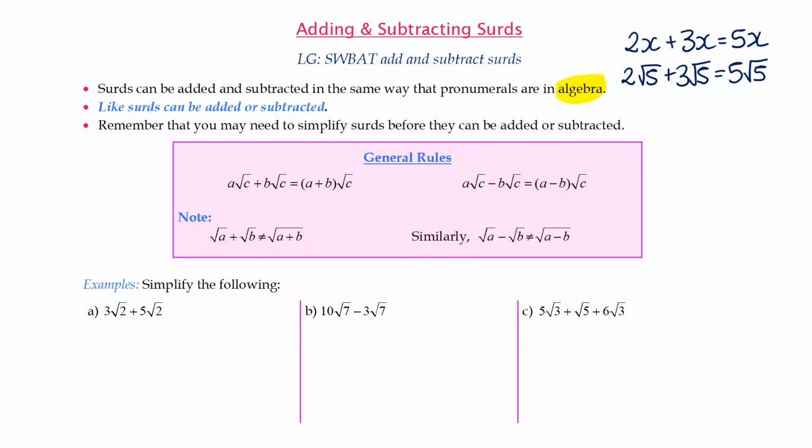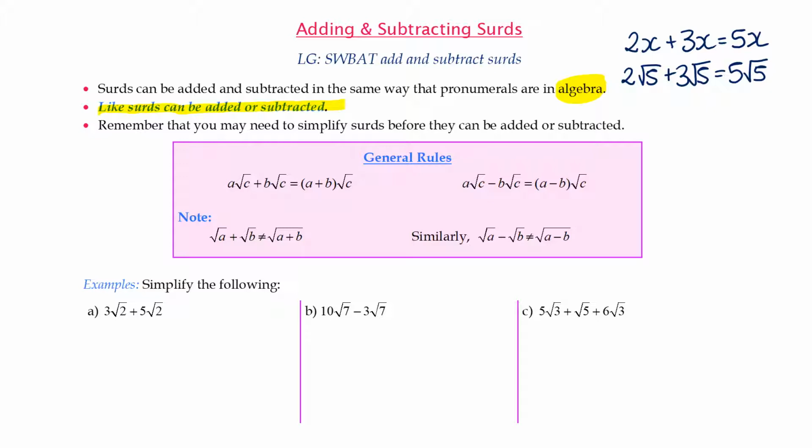So there's a bunch of rules there that you can try to remember, but you don't really need to, because it all comes down to logic and remembering that just like algebra, like surds can be added and subtracted. If they're not like surds, you can't do it. So I can't add x and y, for example.